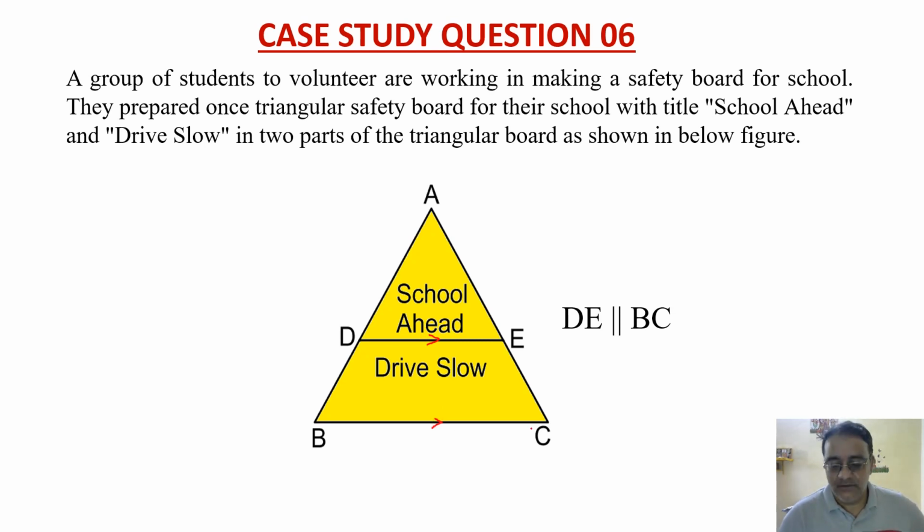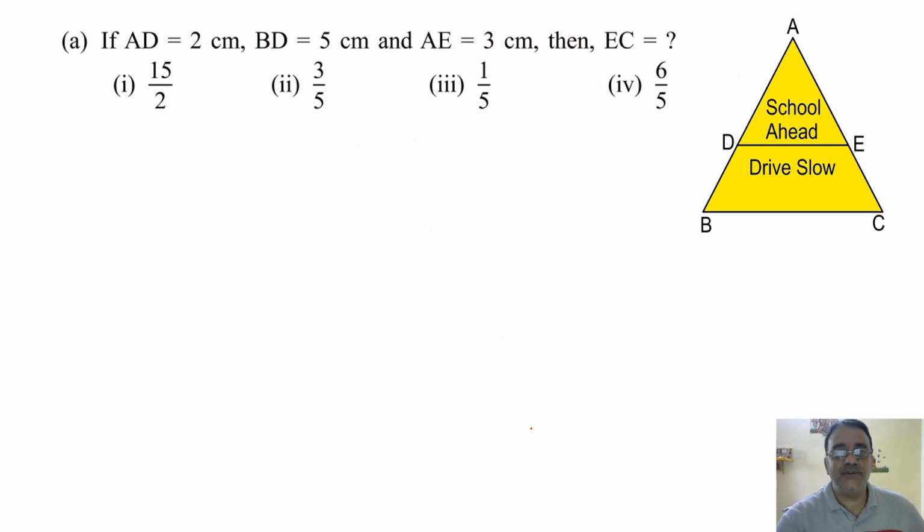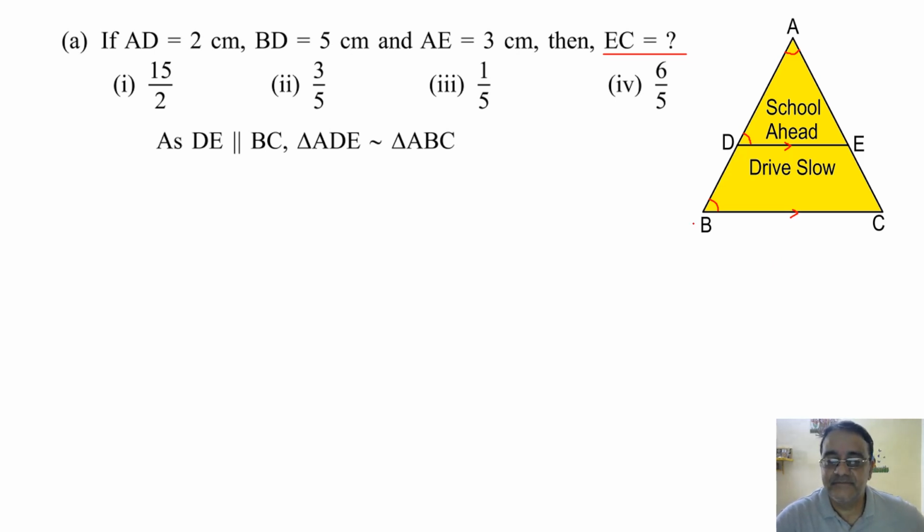Right. Now, first question. If AD is equal to 2 centimeter and BD is equal to 5 centimeter, and AE is equal to 3 centimeter, then what is the value of EC? So as DE is parallel to BC, these two triangles are similar. How? These two angles are equal, corresponding angles, and this angle is common to both the triangles, right? So this step is clear. Triangle ADE is similar to triangle ABC.